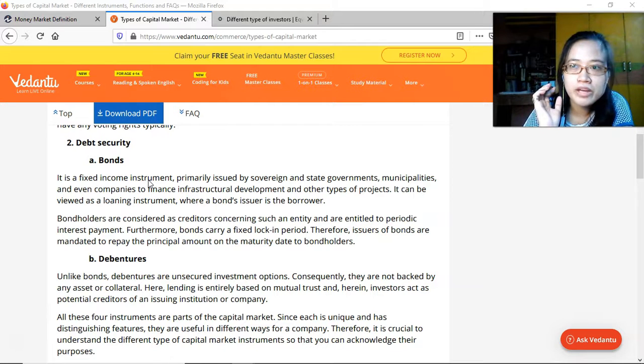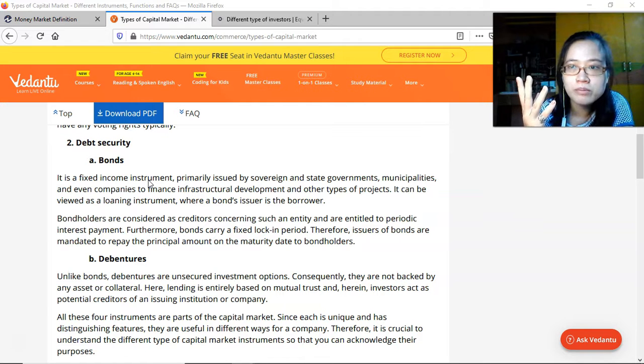Yun nga, merong face value, magkano yung amount ng bonds. Tapos, naka-indicate yung interest rate, annual rate, kung magkano yung matatanggap mo na interest doon. Tapos, nakalagay din yung maturity period, gaano katagal mo hahawakan itong bond na to bago siya i-redeem ng company. Doon sa redemption ng bond, kung magkano yung face value, yun yung ibabalik sa iyo ng company.